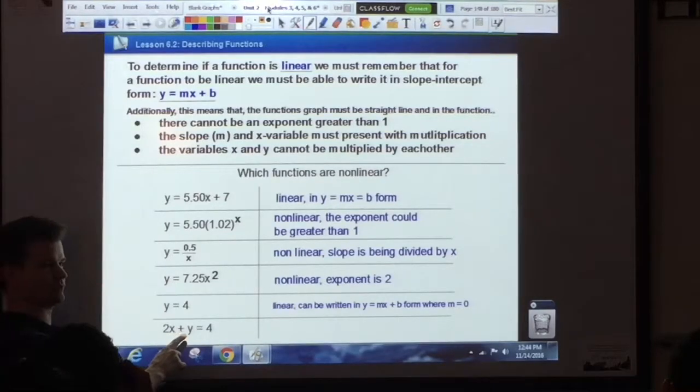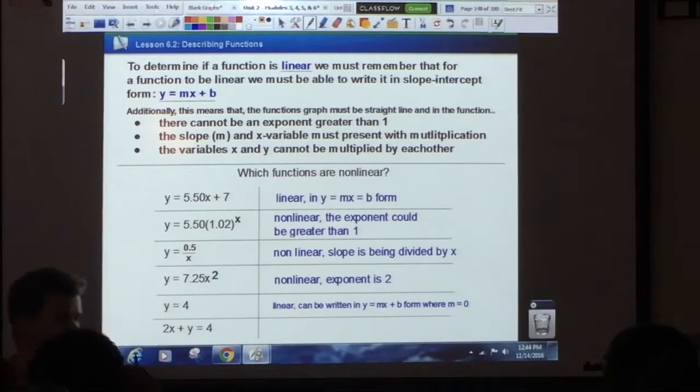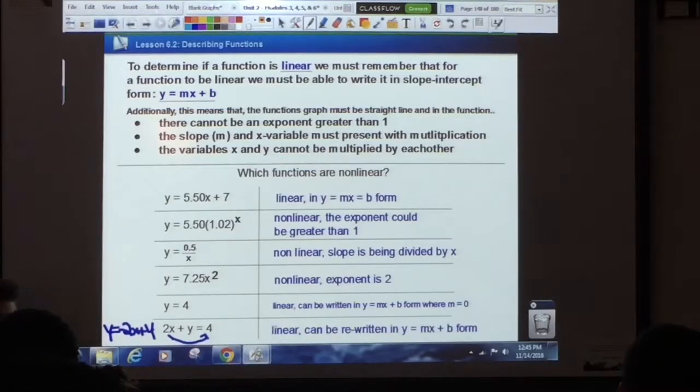And then what about this last one? Would this be linear, yes or no? Yes, it would be. Here's why. Do you see an exponent greater than 1? No. And couldn't I just move the 2x over to the other side using inverse operations? I absolutely could. And this would become y equals negative 2x plus 4. You'll see this in more detail in the next module. Just know right now that because there's no exponent here, it doesn't break any of the rules. All you have to do is move that 2x over, and it can be rewritten in y equals mx plus b form.